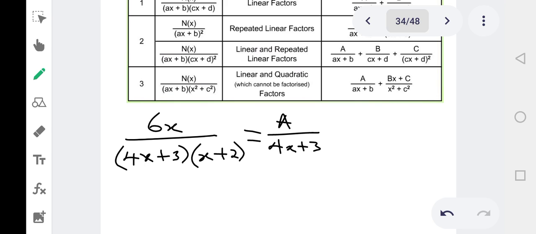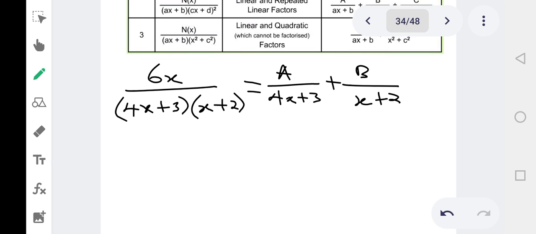Okay, and then plus b over what? Over this, which is x plus 2. When you do that, what do you do? We are going to learn how to solve those questions. I'm just showing you how to break down a rational fraction which has got linear factors into partial fractions. So how can you decompose that one which has got linear factors?